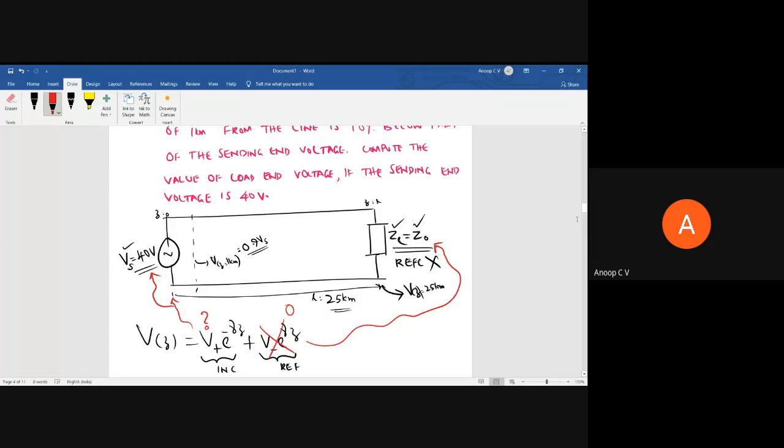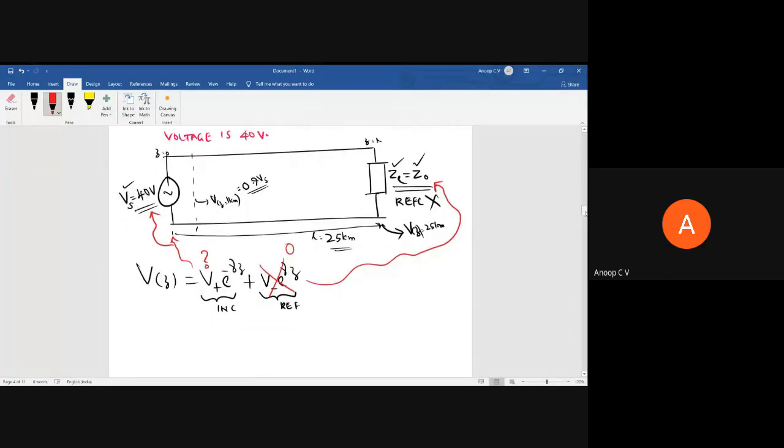So I'll solve the problem here. What you have to understand is V of z is equal to V plus e power minus gamma z. In this, if you substitute the value of z, you will get the value of V of z. Now V of z at 1 kilometer is equal to V plus.